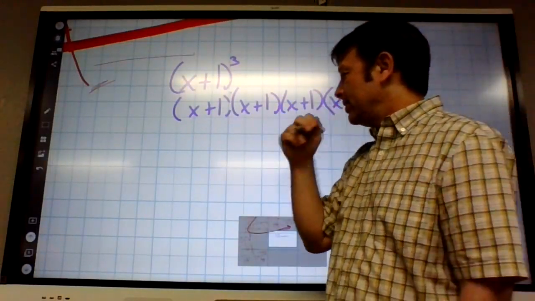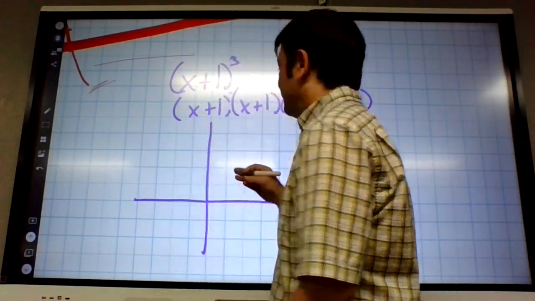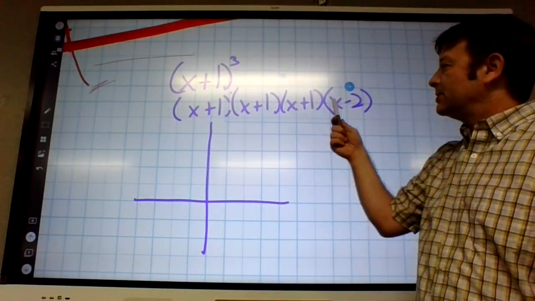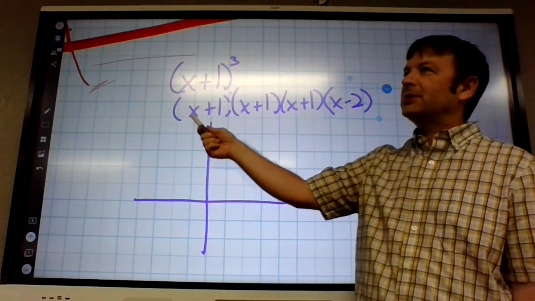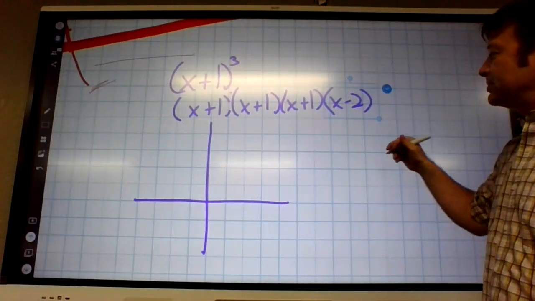-1 and 2. Okay, -1 is a... oh, hold on, I forgot. What shape is it, or what's the degree going to be? X times x times x times x, that's 4. X to the 4th.